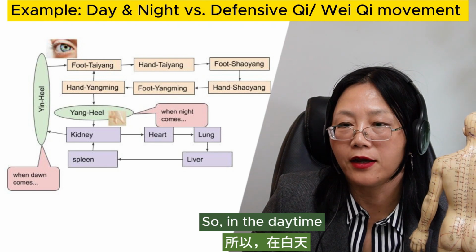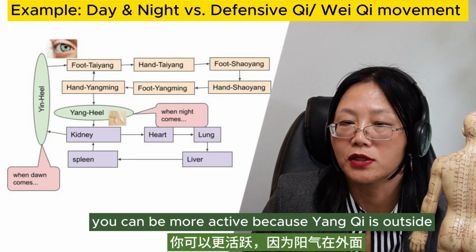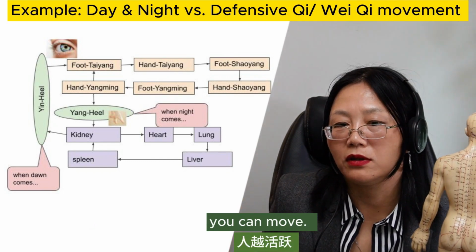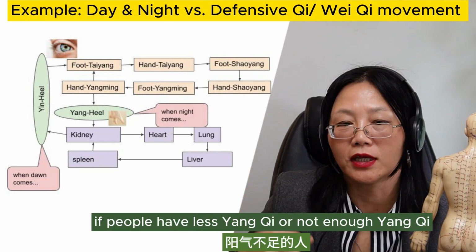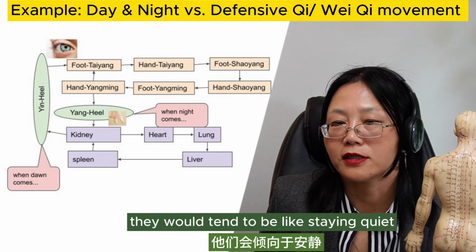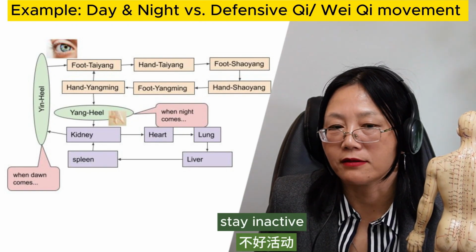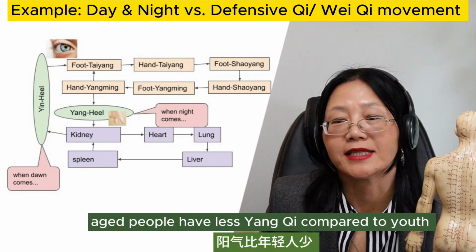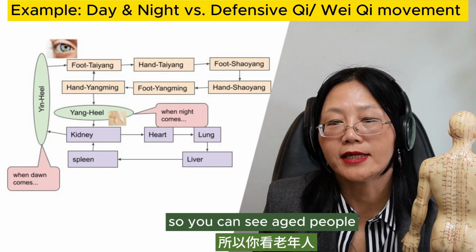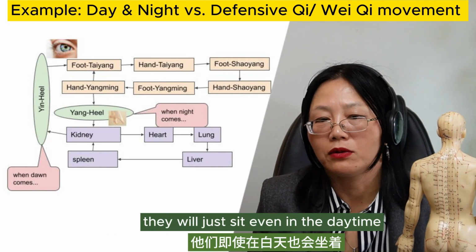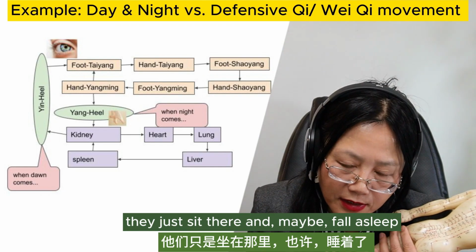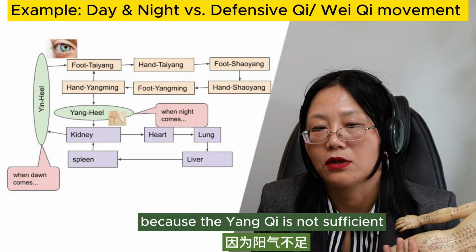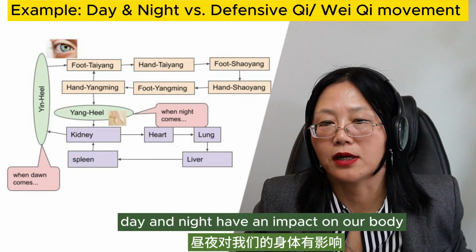So at the daytime, you can be more active because yang qi is outside. With a lot of yang qi, you can move. If people have less yang qi or not enough yang qi, they will tend to stay quiet, stay inactive. For example, aged people. By nature, aged people have less yang qi compared to youth. You can see aged people just sit, even in the daytime falling asleep without knowing it, because the yang qi is not sufficient. Day and night has an impact on our body.